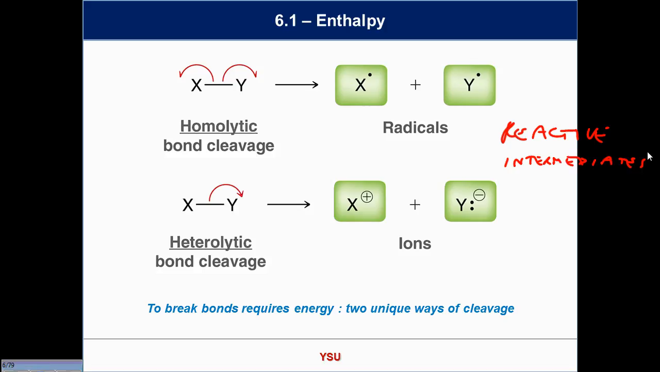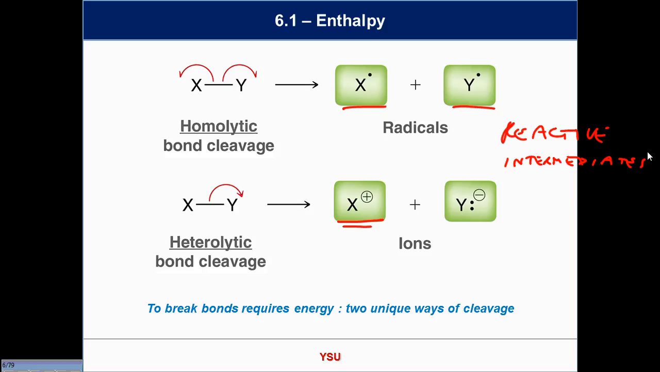They are both reactive intermediates. We'll see radicals are absolutely essential radical intermediates. We'll see carbocations down here, positive charges, reactive intermediates. They are formed. We can prove that they are formed, but they're not going to be stable. They're going to go someplace else later.